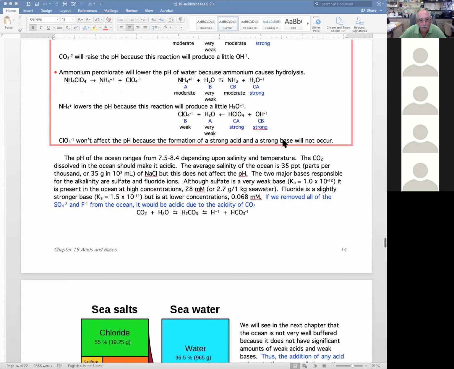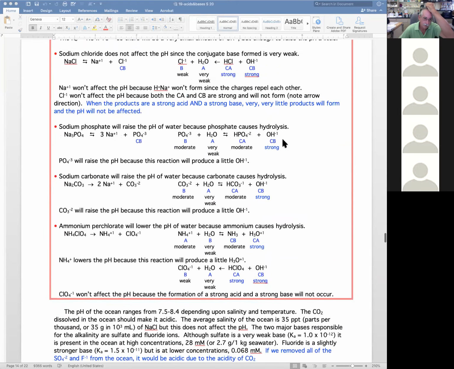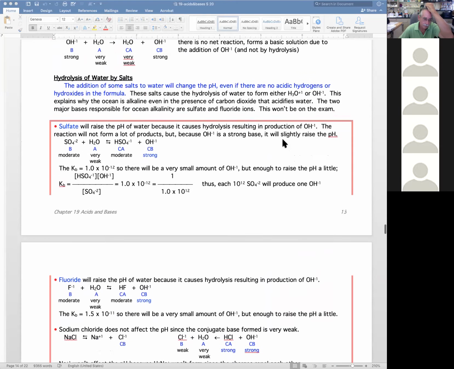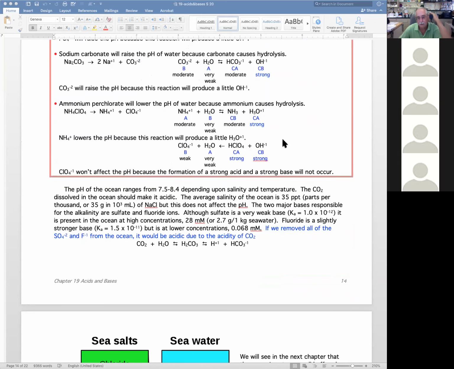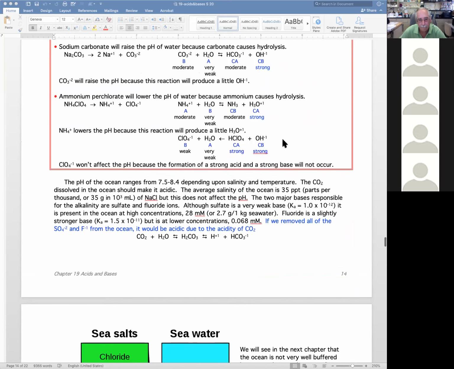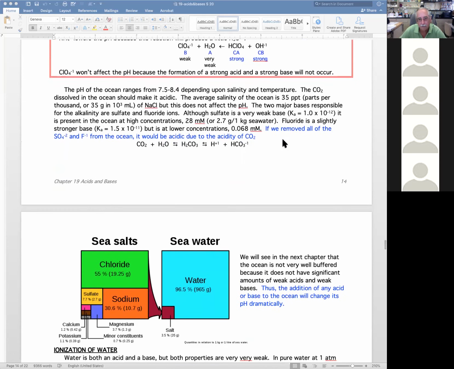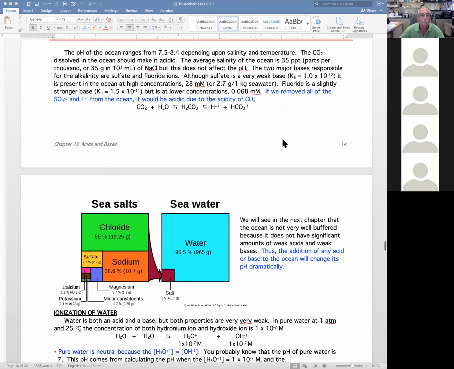So there's a couple more there. I put it in a red box because I'm not going to put that on an exam or anything, but you at least need to know about hydrolysis of water by salts. So now we can look at something more practical here.